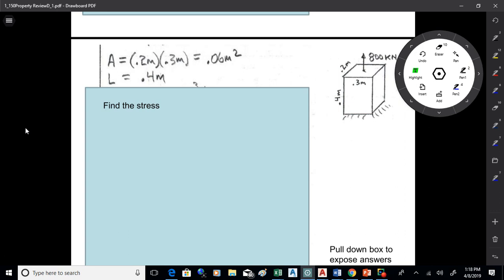Alright, so the stress ought to be a pretty basic calculation, right? This is force over area. None of these things are really difficult or anything. It's just to know what they are and put them together. That's what we do, okay?